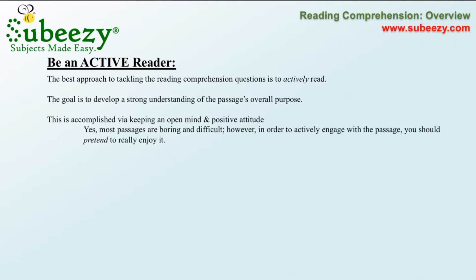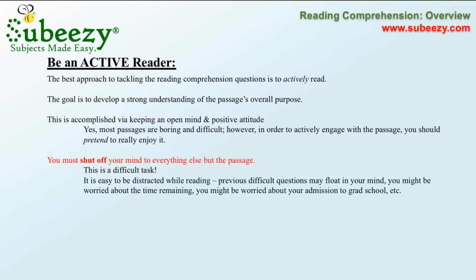To be an active reader, you must shut off your mind to everything else but the passage. This is a difficult task. It is easy to be distracted while reading. Previous difficult questions may float in your mind, like you might be stuck on the question that you just read before this passage. Or you might be worried about the time remaining. Or you might be worried about your admission to grad school, etc.